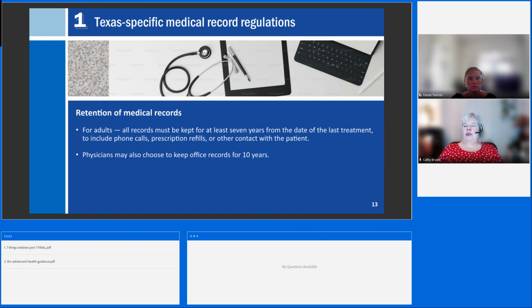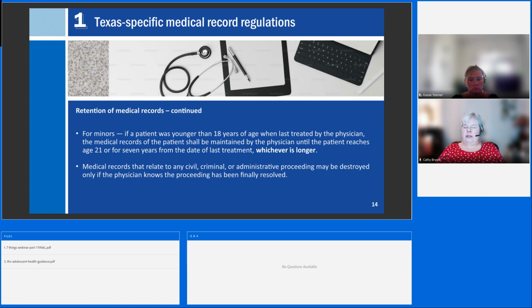So if you saw a patient on July 1st of this year, you're going to keep that record for a minimum until July 1st of 2030. A lot of offices choose to keep the records for 10 years because, in fact, many insurances require or have a clause that they can look back for 10 years. And you'd want to have your records, obviously, if you were having an insurance audit.